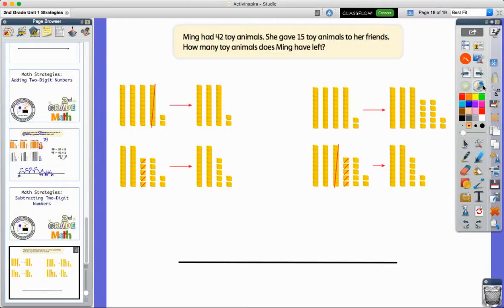It says Ming has 42 toy animals. She gave 15 toy animals to her friends. How many toy animals does Ming have left? Now, I know right off when I see a problem where it talks about giving them away that that's going to be subtraction. And I want to determine how many I have left. So she starts with 42. She gave away 15. So that's subtraction. And then we're trying to decide how many she has now, or how many does she have left.